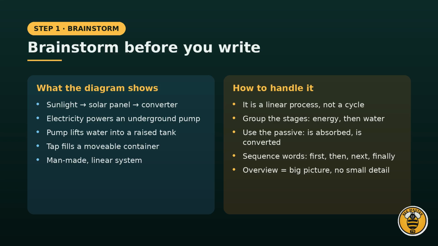On the right, how to handle it. Because it is linear, not a cycle, group the stages into energy first and then water. Use the passive voice such as is absorbed and is converted, and use sequences like first, then, next, and finally. Remember, the overview gives the big picture with no small detail.